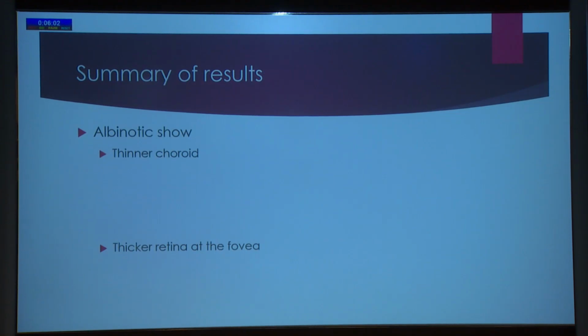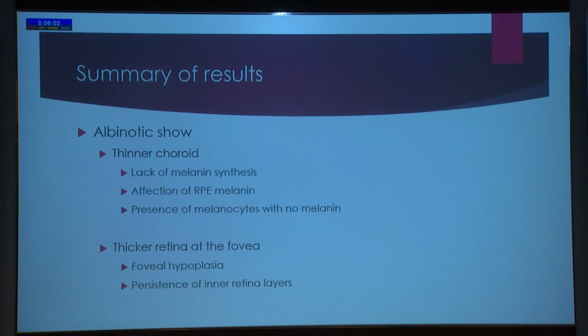So when you summarize our results, we can see that albinotics have a thinner choroid and a thicker retina at the fovea, and the reason probably is the lack of melanin which is present in the choroidal layers and in the RPE. There is affection of the RPE melanin as well, and here there is an absence of melanin synthesis, but the melanocytes are present, and this is what needs to be differentiated from choroidal melanocytosis, where there is migration of the melanocytes from one area to the other.